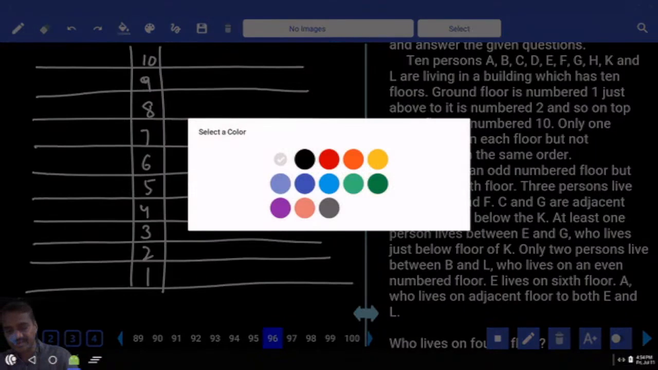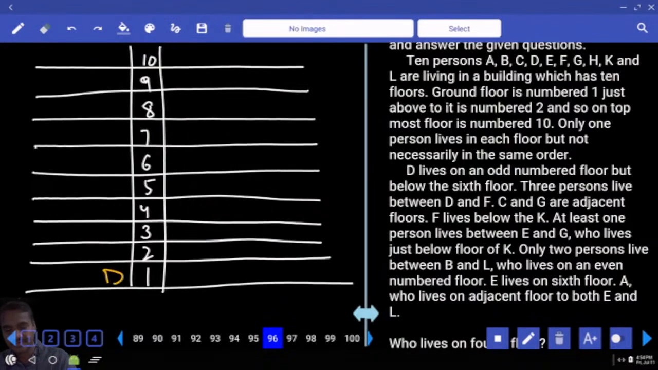Now, in the first priority, let us take D on the 1st floor. Next, D on the 3rd floor, and D on the 5th floor. Now, 3 different possibilities. Now, 3 persons between D and F. In the first case, F is here. In the second case, F is here. Then in the third case, F is here, or F can be here. How many possibilities are there in the third? 2 possibilities. It can be above or below.